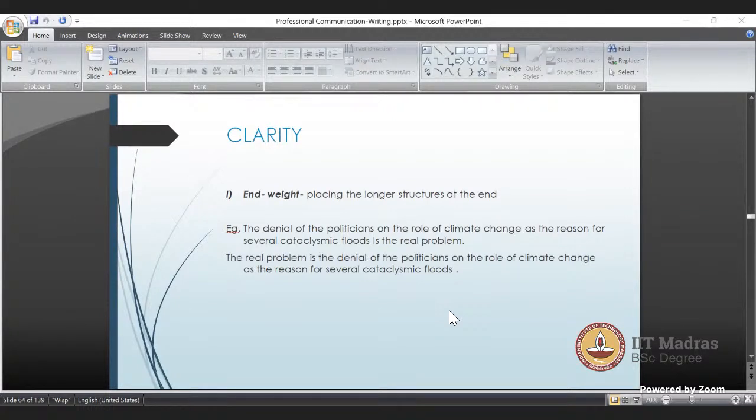All of them are important. This is the denial of the politicians. Then there's the role of climate change, and then there's also cataclysmic floods. All of them related to each other and all important, right? So this is how you use the end weight principle. Keep in mind they are usually used for very long structures with several full details. Okay.